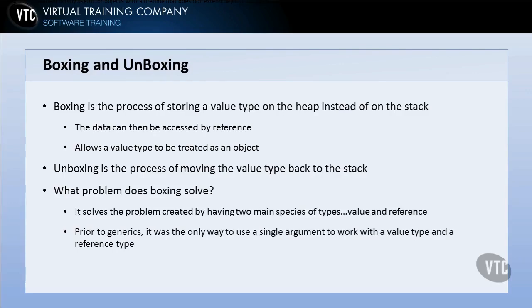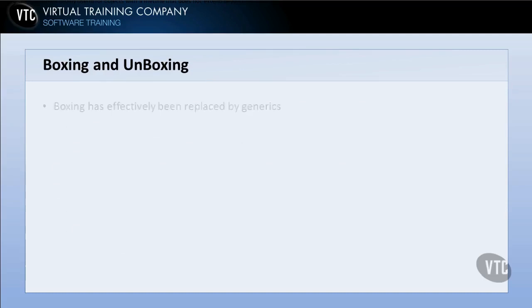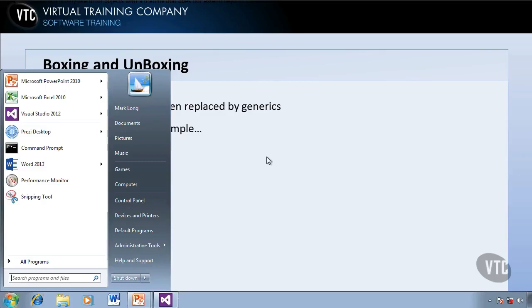Now, that's not exactly the most efficient way to deal with things. However, prior to generics, it was the only way to use a single argument to work with a value type and a reference type. And keep in mind, boxing has effectively been replaced by generics. However, there are times when boxing just kind of happens and you maybe don't even realize it in your code. And the best way to understand it is to see an example.